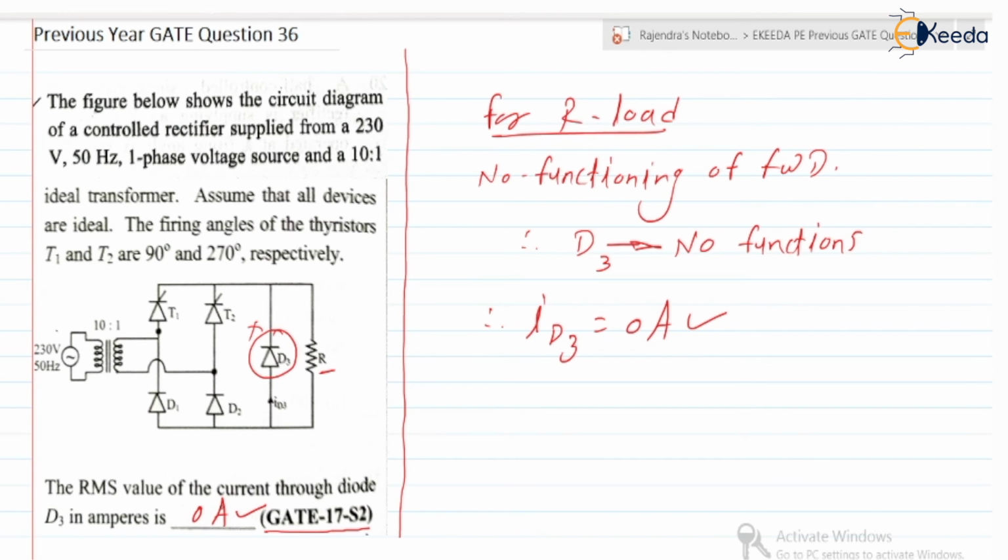Only thing is they have just put a googly here. They have given everything. And if someone solves it by considering the RL load and a freewheeling diode, the answer will not be correct. Because the load is R load, the current flowing will be 0, because for all the time this D3 will be in the reverse bias mode only.